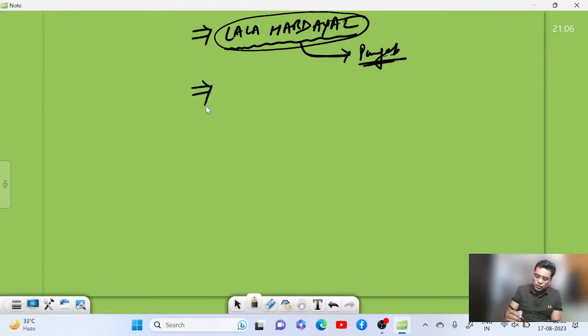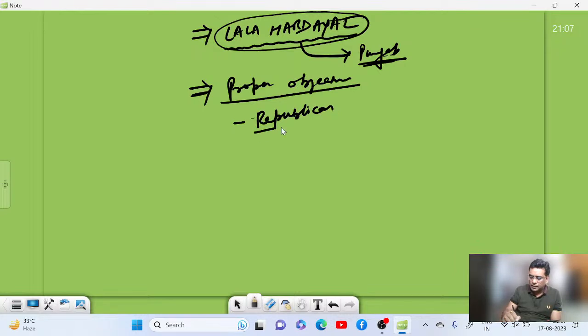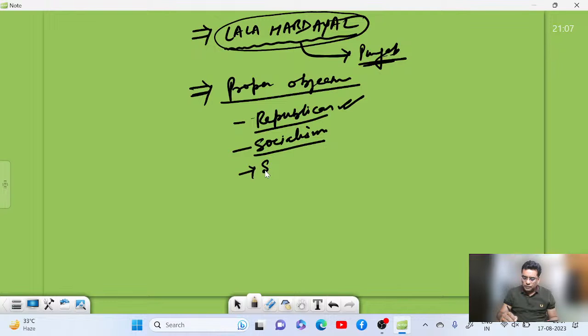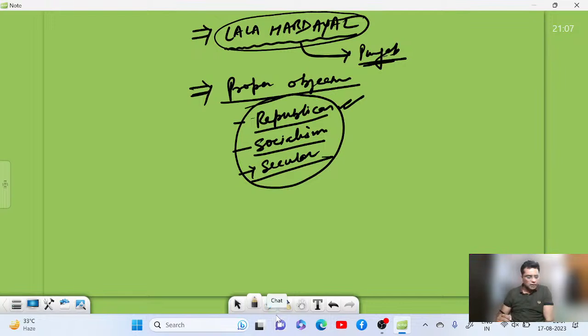Then the second important fact is that the revolutionaries had proper objectives. They wanted to establish a republican government once the British were expelled from India. The objective of this government was socialism, and they believed in a secular India. So these fundamentals were very clear to the revolutionaries, that they had a proper objective.